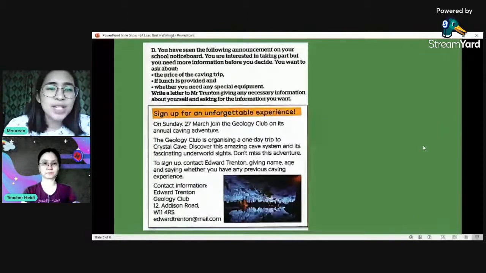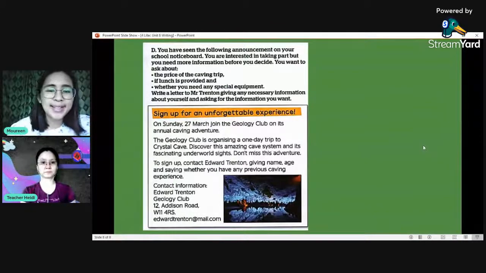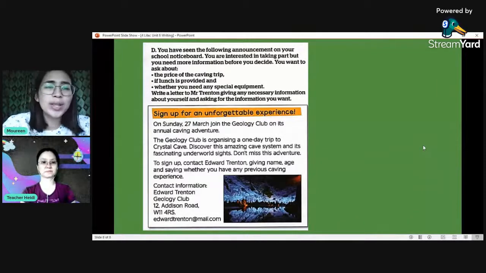All right, so you have seen the following announcement on your school notice board. Ada announcement lah on the school notice board. You are interested in taking part, but you need more information before you decide. You cannot simply decide to take part without knowing a little bit of information and later decide lah. So you want to know about the price. Berapa agaknya? The price of the caving trip. Ini pergi cave lah. If you look at the announcement, it's going to a cave. Interesting. And then you want to know if lunch is provided, so that if it's not provided, what are you going to do? Kan? So you want to know, and you are wondering whether you need any special equipment. All right, so you have to know this information before you actually decide to join or not to join.